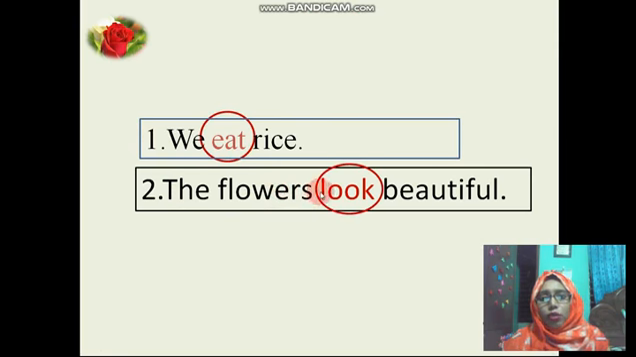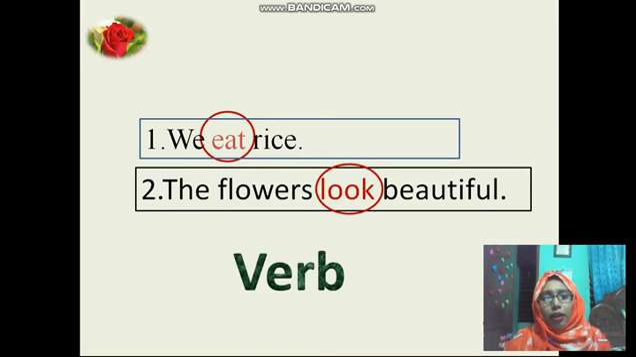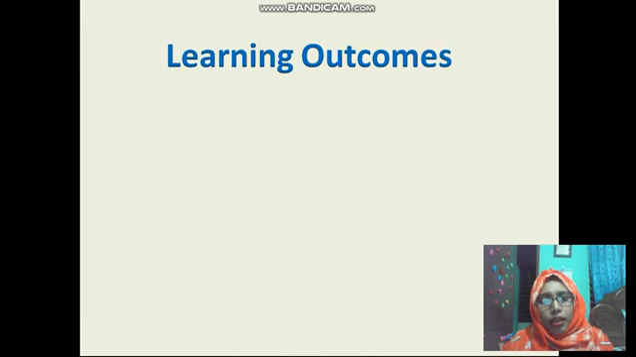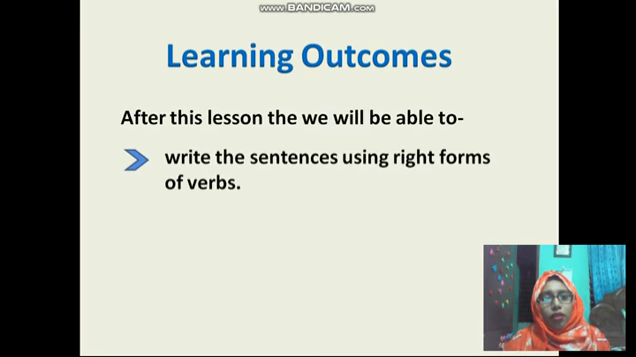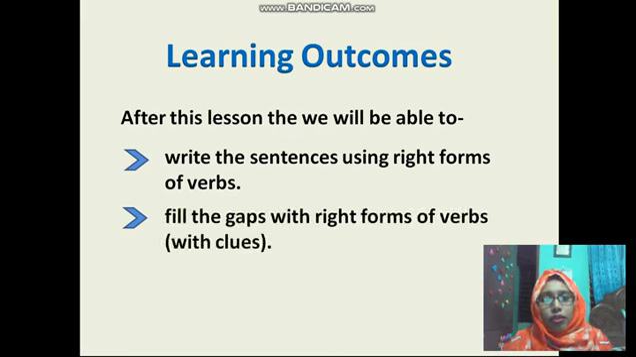Here, eat and look. What type of parts of speech are these two words? These are verbs. Today we will learn the right form of verbs. How to use right form of verbs, today we will learn. After finishing these lessons, you will be able to write sentences using right form of verbs and fill in the gaps with right form of verbs.